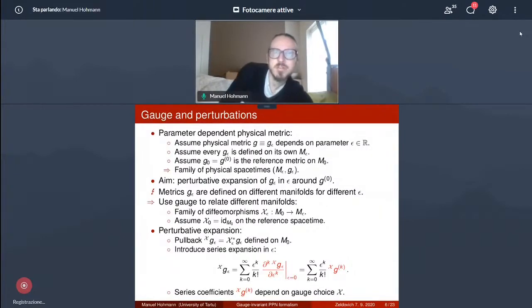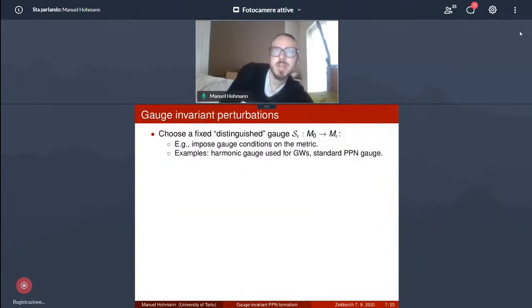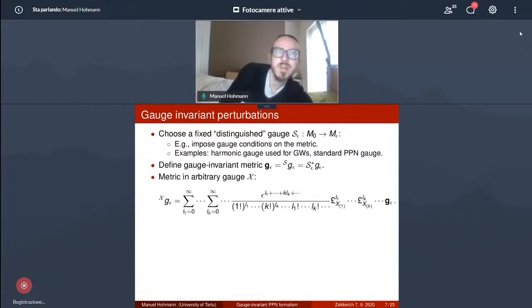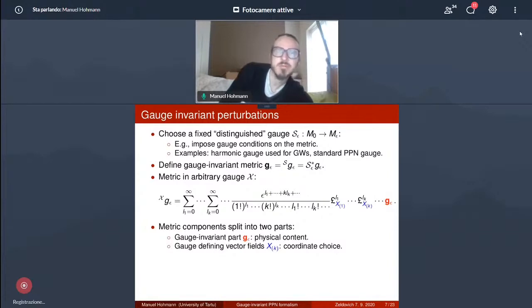But the coefficients we have in this expansion depend on the choice of the gauge. The idea of this gauge-invariant formulation is that we fix some particular distinguished gauge, for example by imposing gauge conditions on the metric, and then define the gauge-invariant metric as the metric in this particular fixed gauge. We can then translate the metric in any other gauge by relating the metric degrees of freedom. Our metric degrees of freedom split into two parts, the gauge-invariant part and a second part which depends on the choice of the coordinates. The number of independent components of them is consistent, so this adds up to the full number of degrees of freedom.